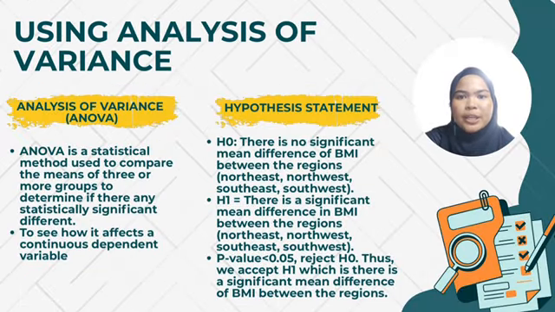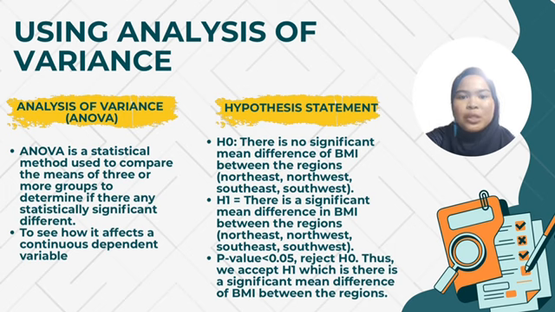My name is Nur Raihana and I will present about analysis of variance. ANOVA is a statistical method used to compare the means of three or more groups to determine if there are any statistically significant differences. ANOVA also helps to see how it affects a continuous dependent variable.